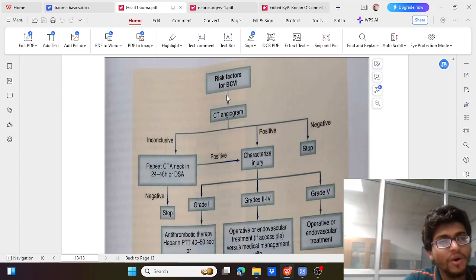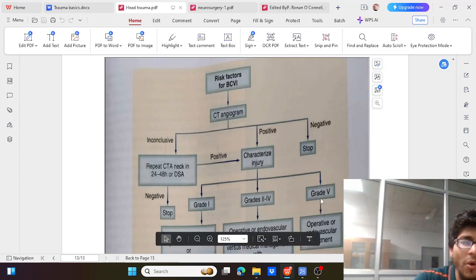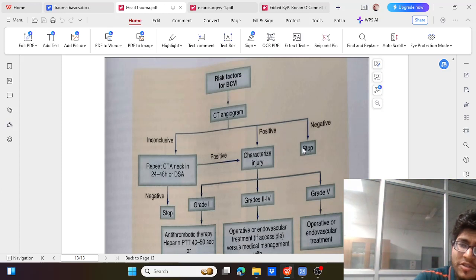So if we are suspecting that, or there is some risk factor, we go for a CT angiogram where we see the blood vessel. Okay, if that is positive, then we will differentiate it into 4. Before that, if it is negative, we will stop here. If it is inconclusive, we will repeat CT angio after 24 to 48 hours, or we can do a DSA. What is DSA? It is digital subtraction angiography. Okay, so DSA, if that is positive, we'll again go for management of these. If it is negative, then we'll stop here.